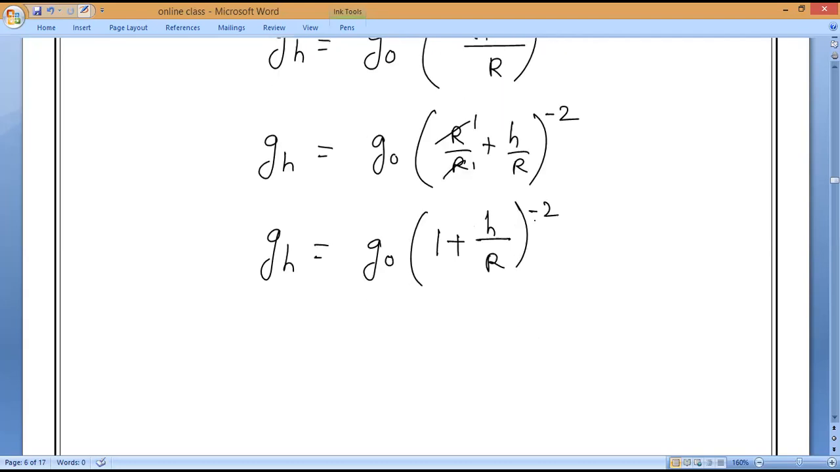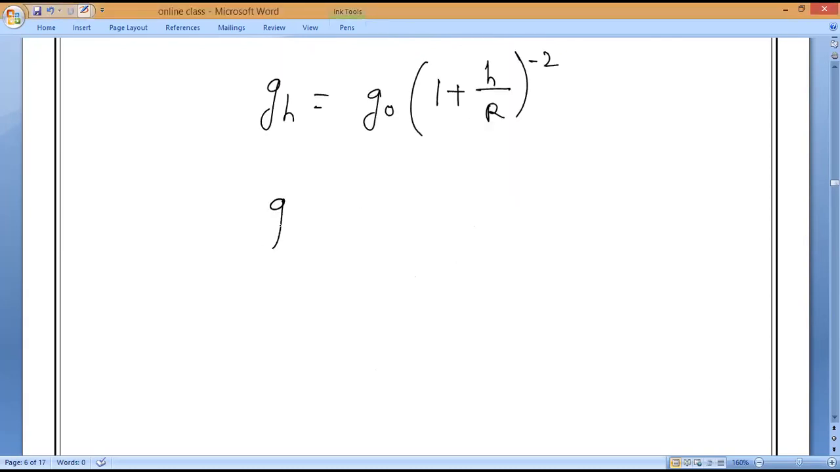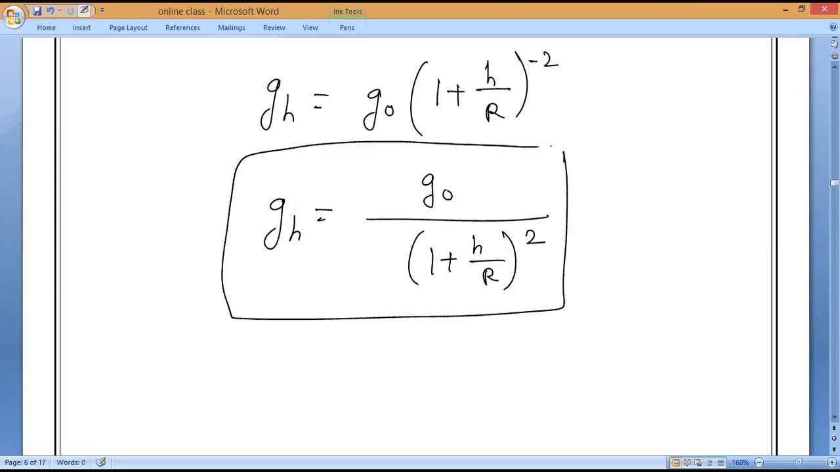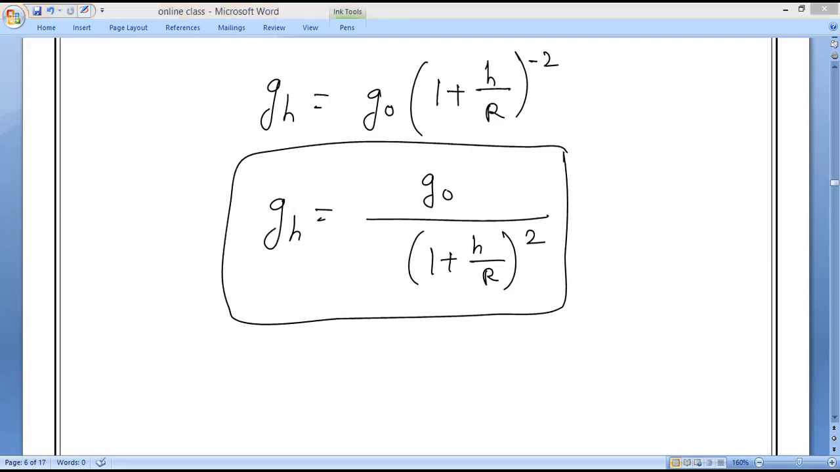So now, whole power minus 2 means what? Anybody can tell me how I can write whole power minus 2? It means g_h is equal to g naught divided by (1 plus H by R) whole square. So this is the formula when we are calculating the gravitational force of attraction. The relation is g naught divided by (1 plus H by R) whole square. Is it okay, everybody?